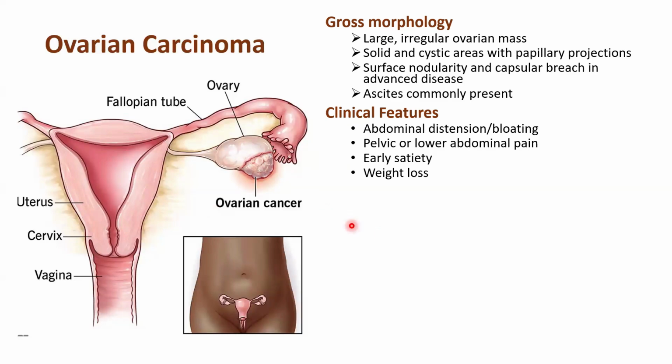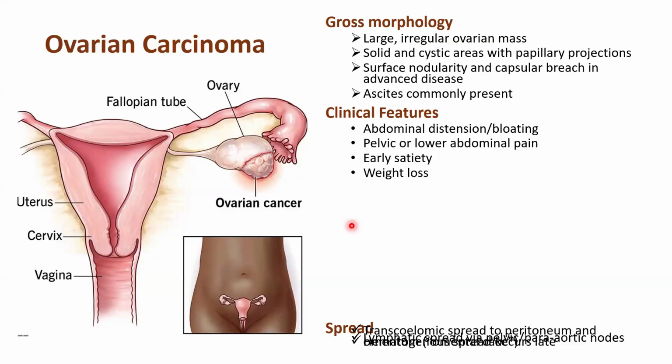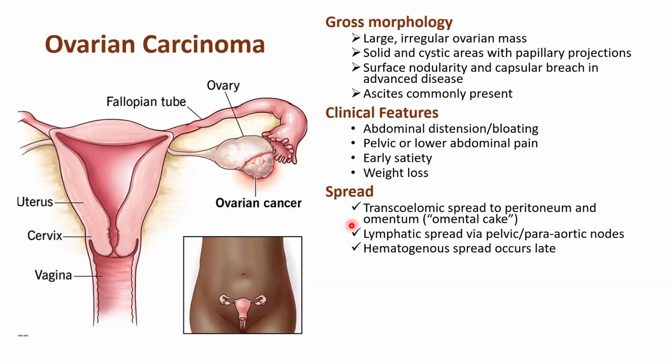And then the other one is weight loss, as you can see there. So the three ways it spreads: one, transcolonic spread, which is local invasion. Transcolonic spread is actually through local invasion. Lymphatic spread, and then hematogenous spread. And the complications: massive ascites, the person becomes cachexic. And then remember we talked about early satiety due to intestinal obstruction.